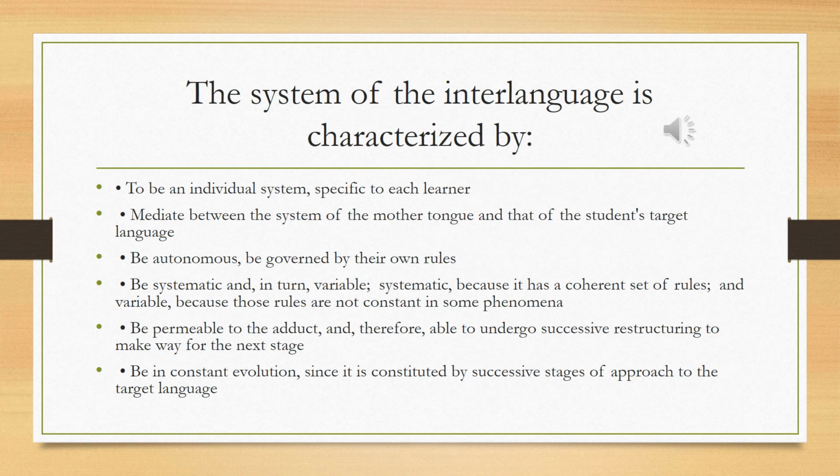Interlanguage is characterized as an individual system specific to each learner, mediating between the system of the mother tongue and the student's target language. It is autonomous, governed by its own rules, systematic and variable. Systematic because it has a current set of rules, and variable because those rules are not constant in some phonemes. It is permeable to outside influence, and therefore able to undergo successive restructuring to make way for the next stage. It is in constant evolution, continued by successive stages of approach to the target language.